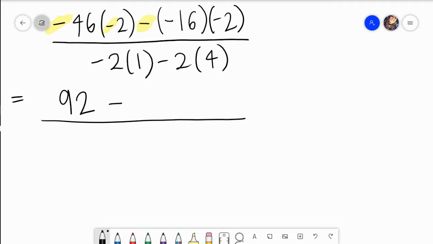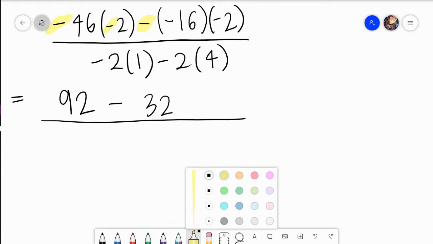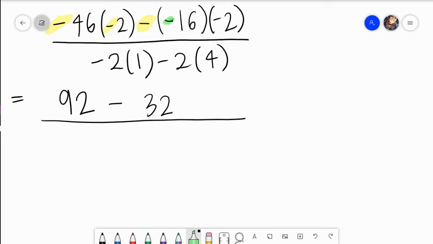Now let's look at the negative 16 and the negative 2. 16 times 2 is 32. These signs on my 16 and my 2, they're both negative. So they're the same, which means my 32 is positive. The negative sign that I have right here is from right here in the original problem, that numerator.